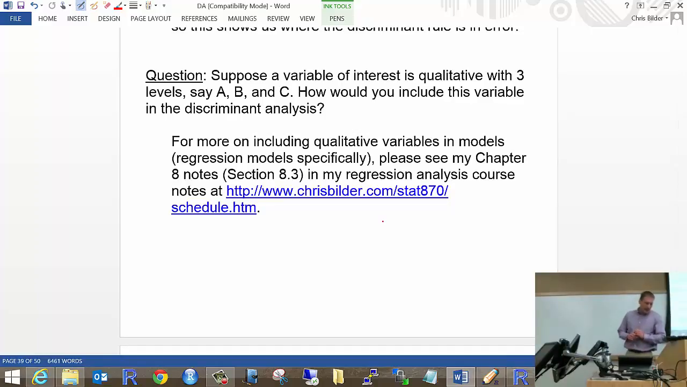So now this gets out of the example. Suppose a variable of interest is qualitative with three levels, A, B, and C. How would you include this variable in this discriminant analysis? It's not numerical. You have to think of this almost like an independent variable. You want to include these levels A, B, and C.